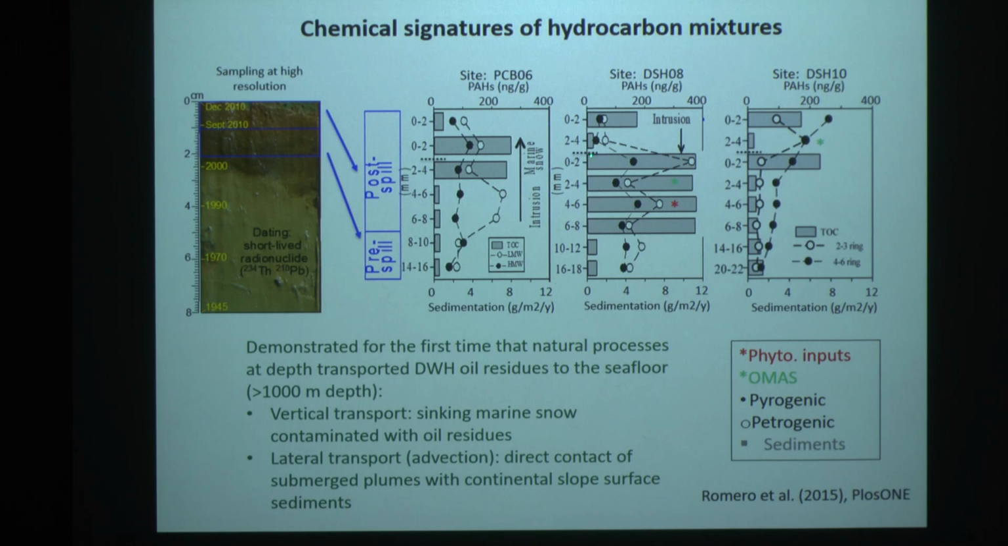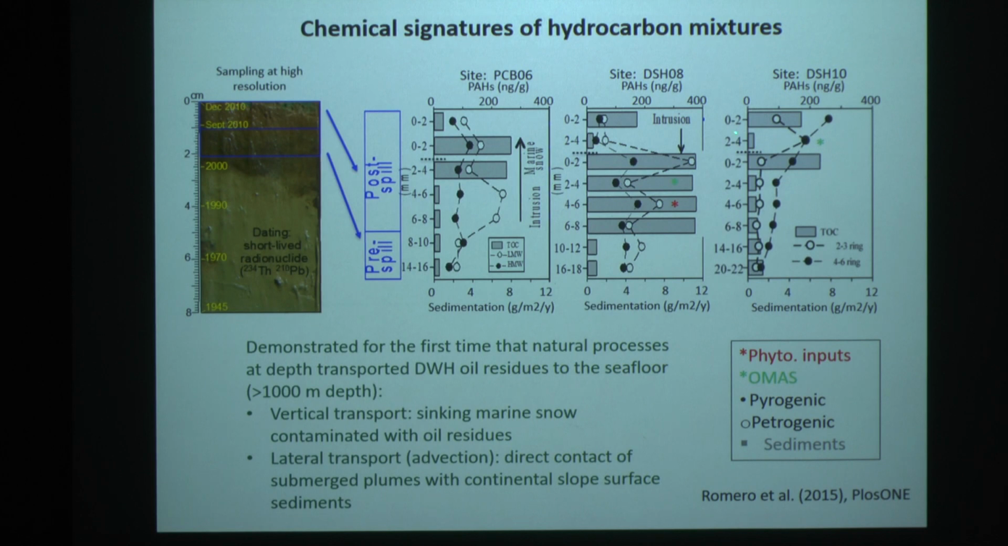So for example, if we look at this site, we see that the increase in low molecular weight PAHs does not have a match with an increase in high molecular weight PAHs or sedimentation rate. So basically this was indicating that there was a lateral transport of submerged plumes that were formed after the spill, composed mostly of low molecular weight compounds. And so there was direct contact, we think, of these submerged plumes on the continental slope surface sediments.